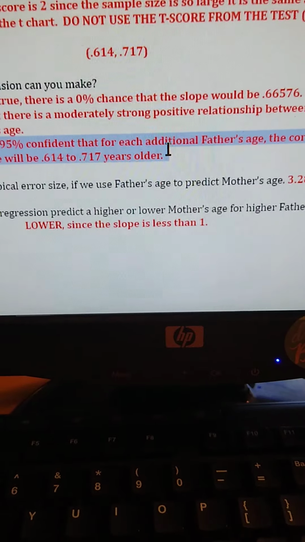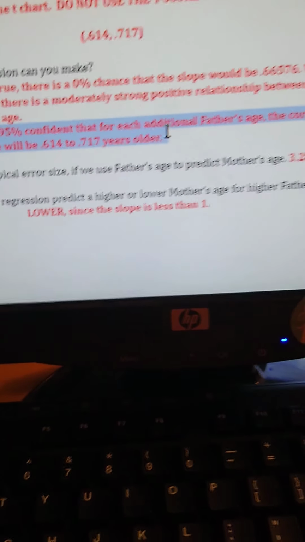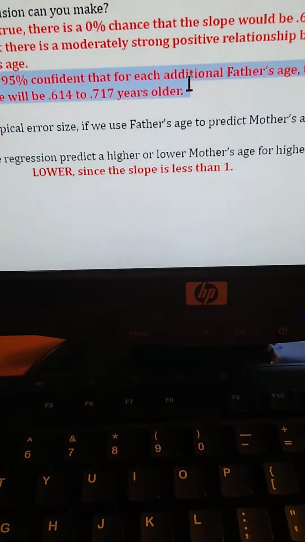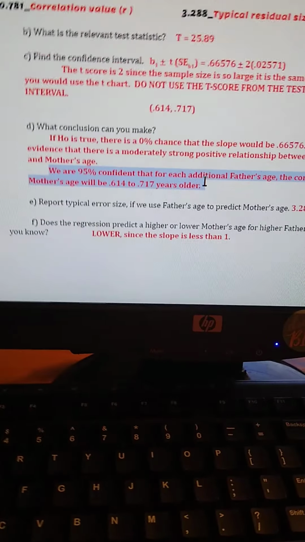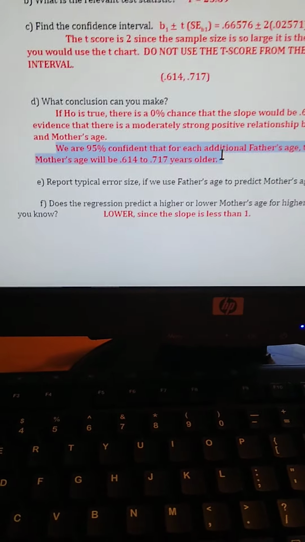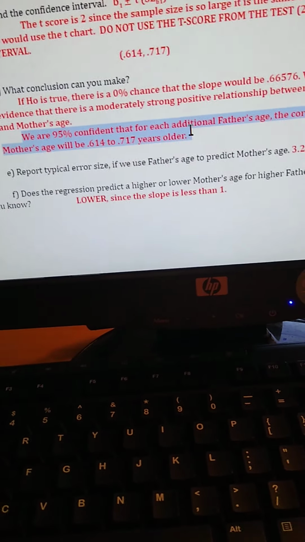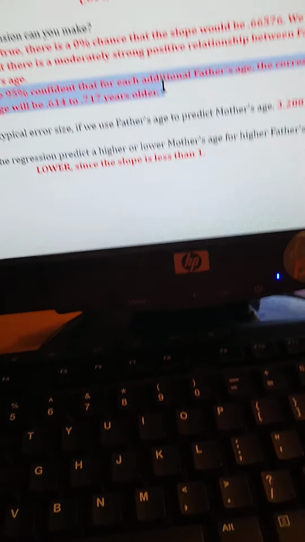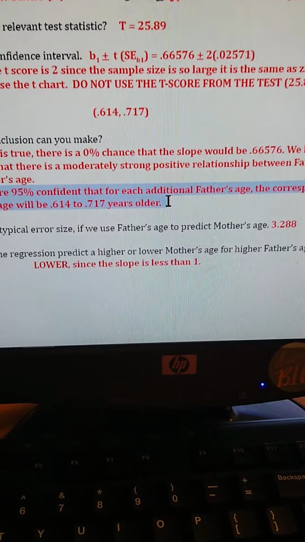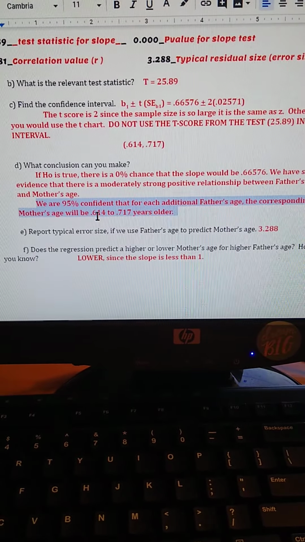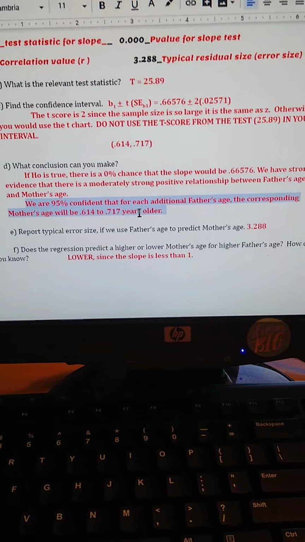Specifically, the interval always tells us how big the difference might be when we're doing a two-sample. Well, what we're talking about here is that difference as far as change in y over change in x, the slope. So we're going to phrase it with the same wording that we would use if I asked you the question, what does a slope mean? As in, what is y doing as x increases by 1? So what we're looking at is we are 95% confident that for each additional year of father's age, for each additional x, the corresponding mother's age will be 0.614 to 0.717 years older.